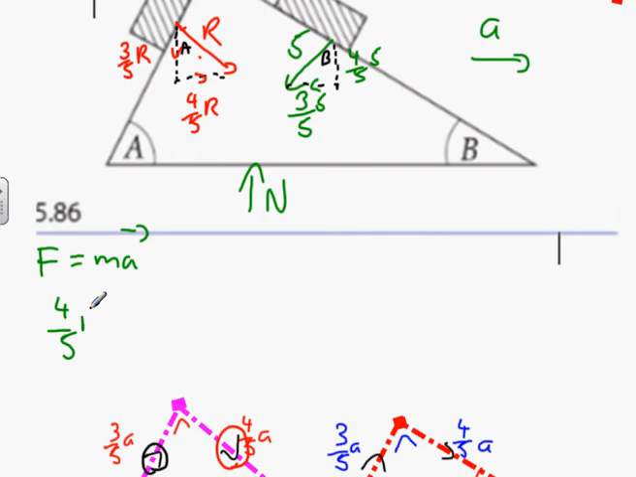4 over 5 R. Anything else to the right? Anything to the left? 3 over 5. I'm going to try and make that really small, S. Then it should equal... What's the mass of your wedge? 2m. And then its acceleration? A. That's it done. That's your wedge equation, otherwise known as equation 5.